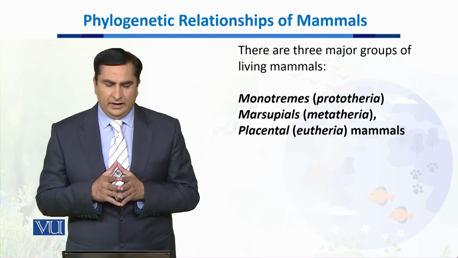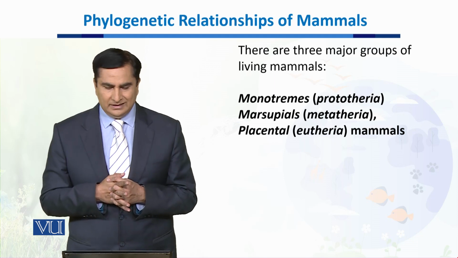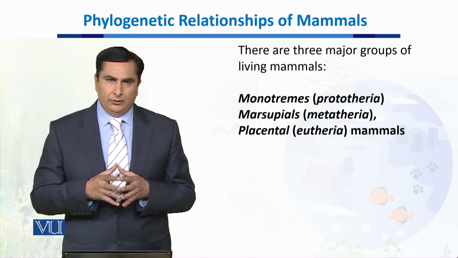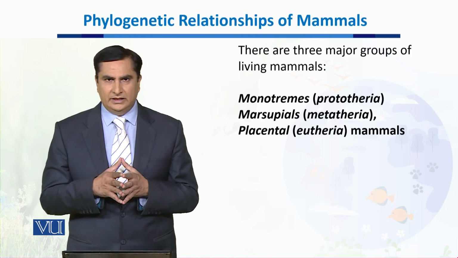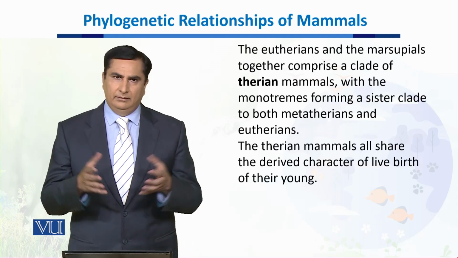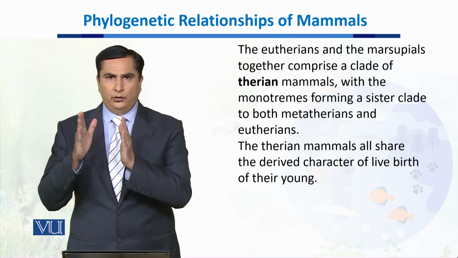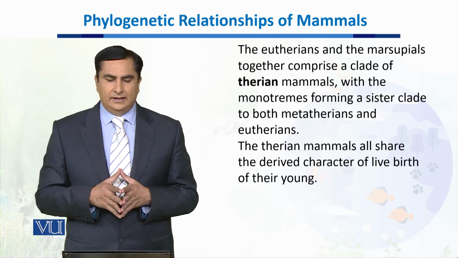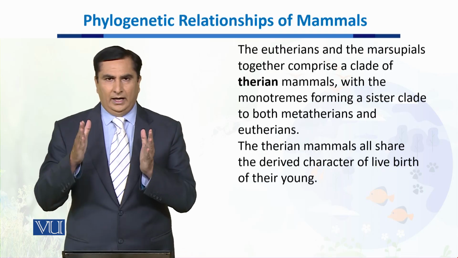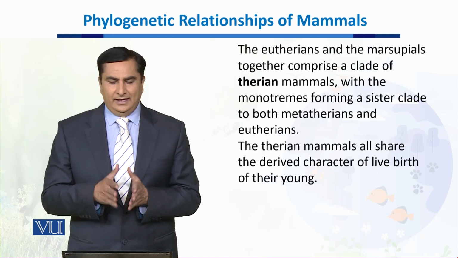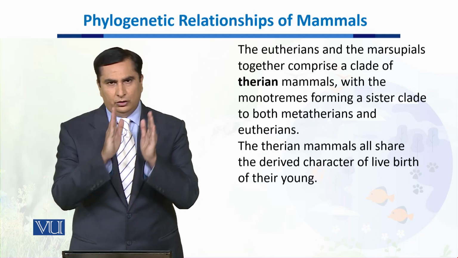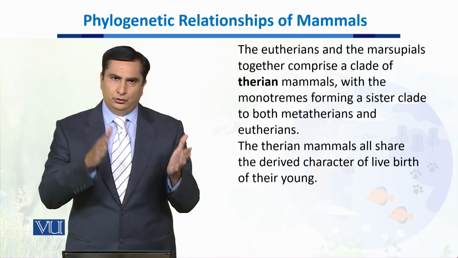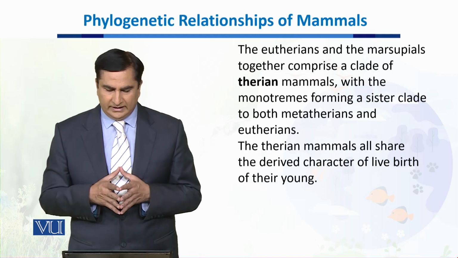Now, we know that there are three major groups of living mammals: monotremes, marsupials, as well as placental mammals. When we draw a phylogenetic relationship among them, we need to consider many things. We know that eutherians and marsupials together comprise the therian mammal clade, while monotremes don't belong to the same clade. Instead, they belong to a sister clade to the metatherians and eutherians, meaning placental mammals.